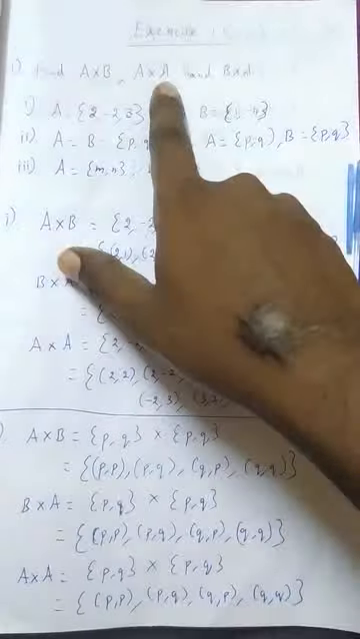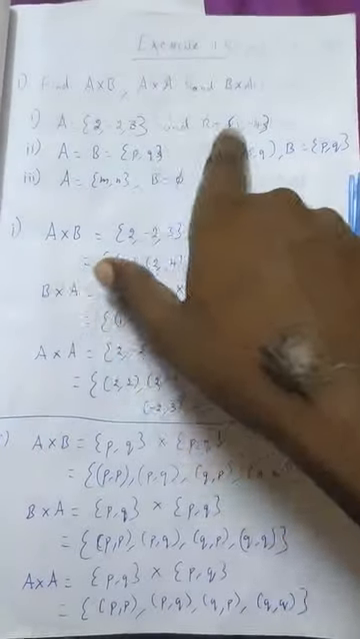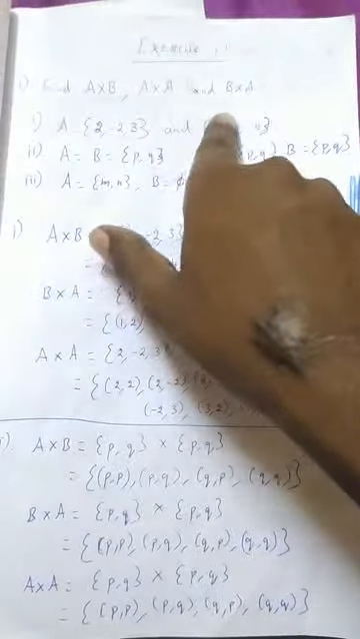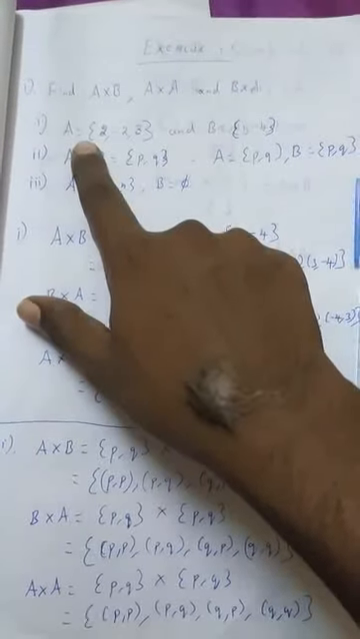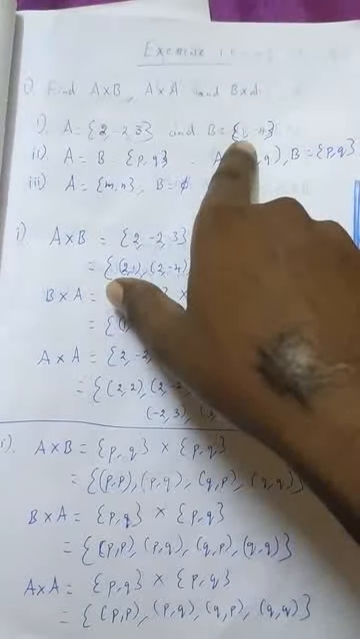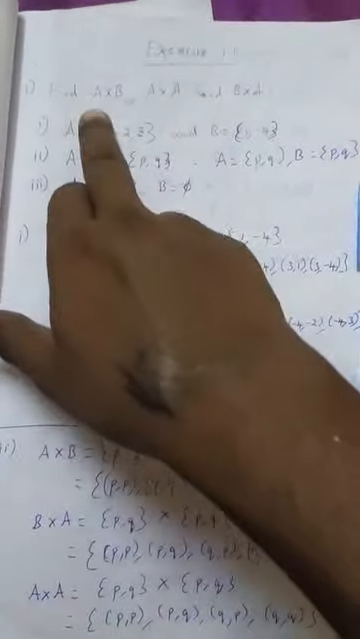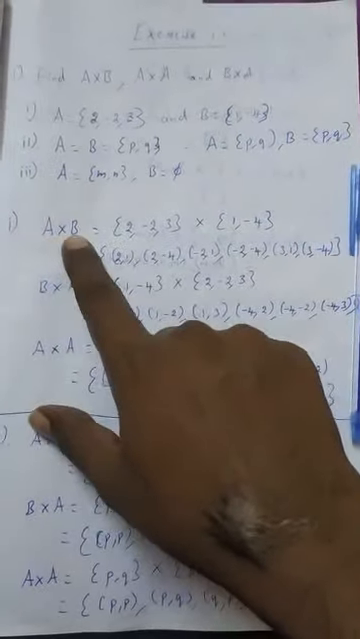Find A cross B, A cross A, B cross A. We have 3 questions here, and we have to find these Cartesian products, right? Let's take the first one. A is equal to {2, -2, 3} and B is equal to {1, -4}. Find A cross B, A cross A, B cross A. Now the first one is A cross B.